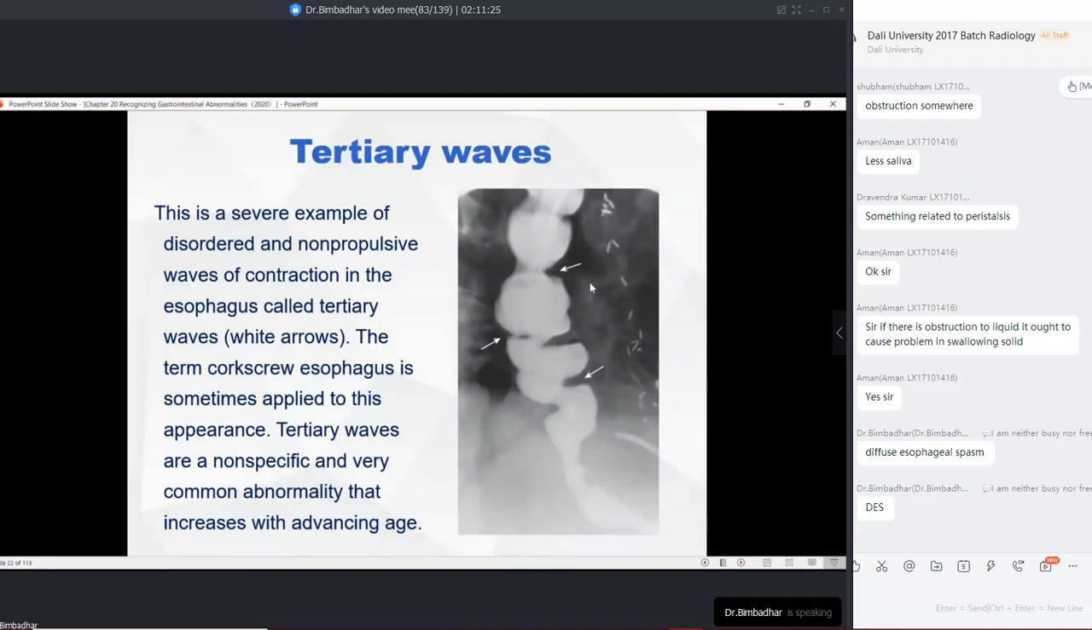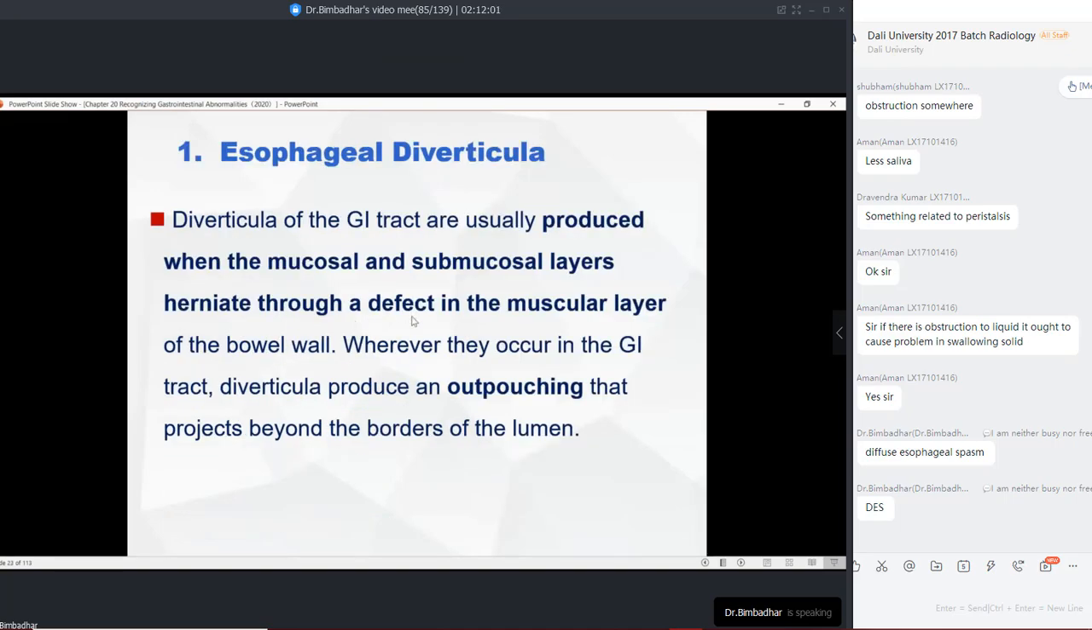Rather than observing it clinically, you try to understand the situation. Based on the symptoms itself, we try to conclude what kind of problem it could be, and then we do fluoroscopy to examine and confirm whether that condition is present or not. In that, first we learned about diffuse esophageal spasm, a condition where there will be tertiary waves. Now, the next important condition we are going to talk about is esophageal diverticula.